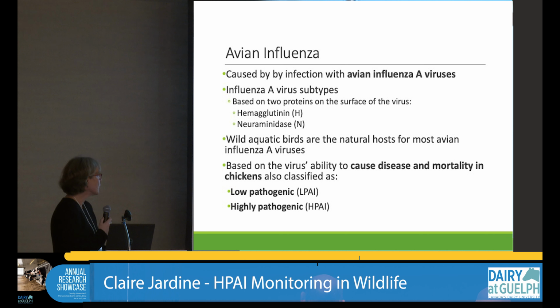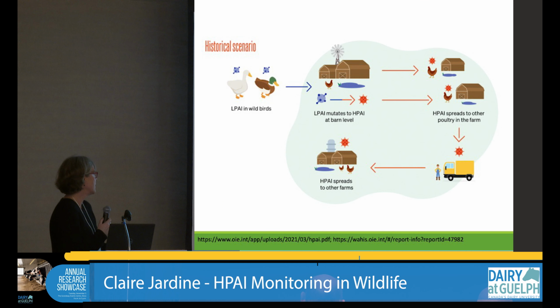So historically, this is the situation that we were dealing with. We had low pathogenic strains of avian influenza in wild birds. Occasionally, these low path strains would get into poultry facilities. On these poultry facilities, these viruses could mutate. These are RNA viruses. They make lots of mistakes when they replicate, and in some cases, those low pathogenic viruses turned into highly pathogenic viruses. All that means is they became able to cause illness and death on poultry farms.